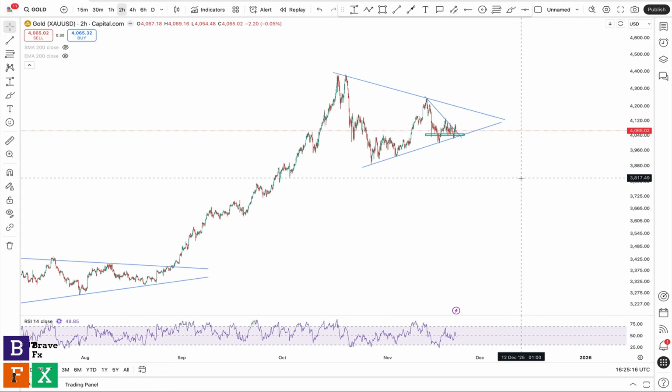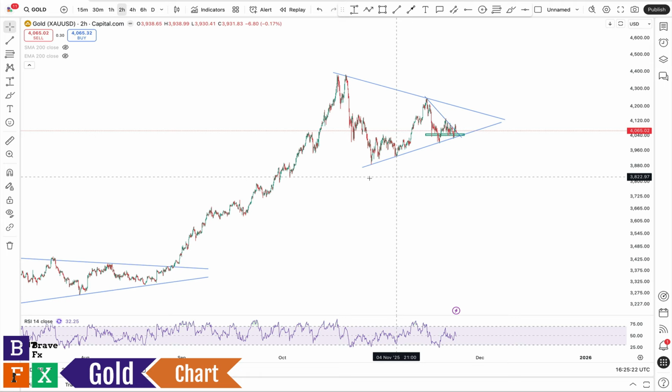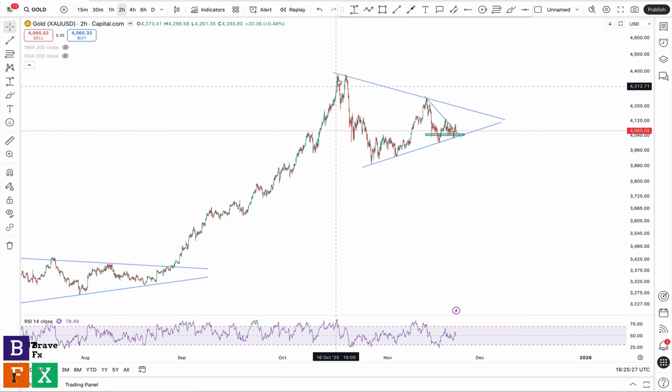So we'll start with the gold chart on the 2 hour time frame, and what you can see is a symmetrical triangle, right? We have price creating lower highs and higher lows after this massive bullish rally from gold that got stopped after we had this double top.